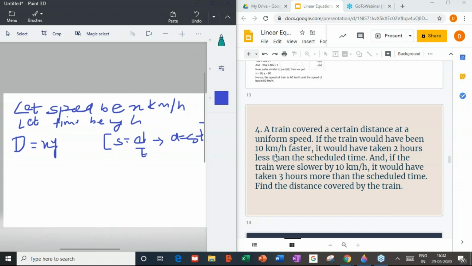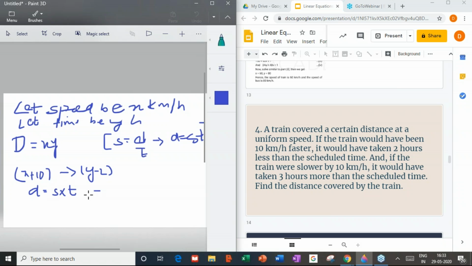So easy part. If the train would have been 10 kilometer per hour faster, so what does it say, it was x plus 10, right? Faster will be plus. It would have taken 2 hours lesser than the scheduled time. Then it would be y minus 2, right? So we are going to use this same equation. Distance is equal to speed into time, because distance is unknown here. So we keep xy as the distance here, and it will be x plus 10 into y minus 2, right?